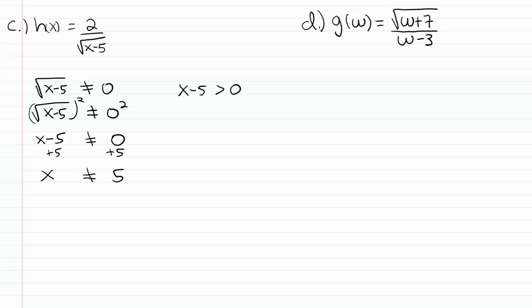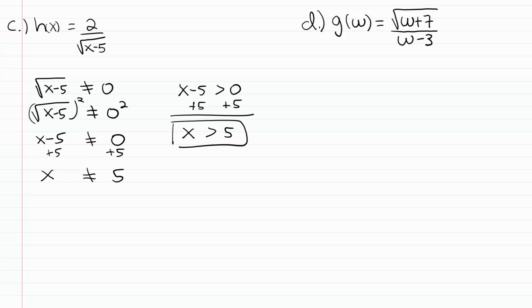So we need to remember that x minus 5 has to be strictly greater than 0. That way, the square root is something that we can obtain. It's not going to be imaginary, right? All right, and of course, if you solve this inequality by adding 5 to both sides, you're going to end up with simply x is greater than 5.